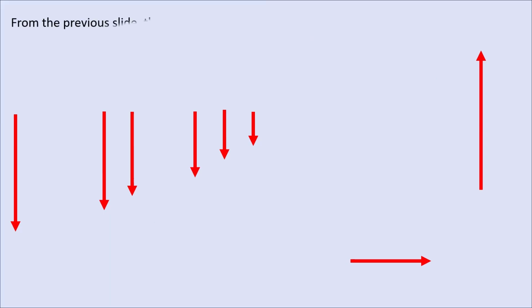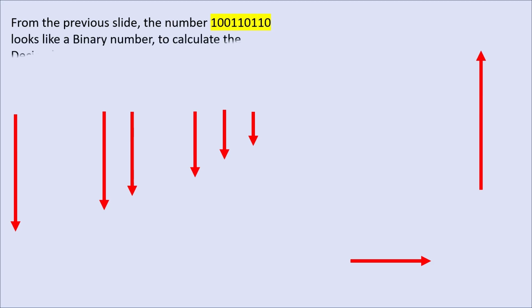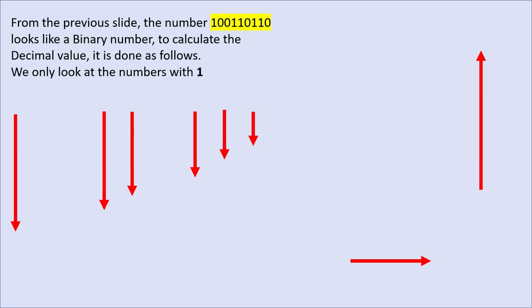From the previous slide, the number 100110110 looks like a binary number. To calculate the decimal value, it is done as follows. We only look at the numbers with ones. So 100110110. We're only looking at the green ones. Underneath each one, starting on the right, you write 2 to the power 0. The next number on the left is 2 to the power 1, 2 to the power 2, and so you move all the way to 2 to the power 8.